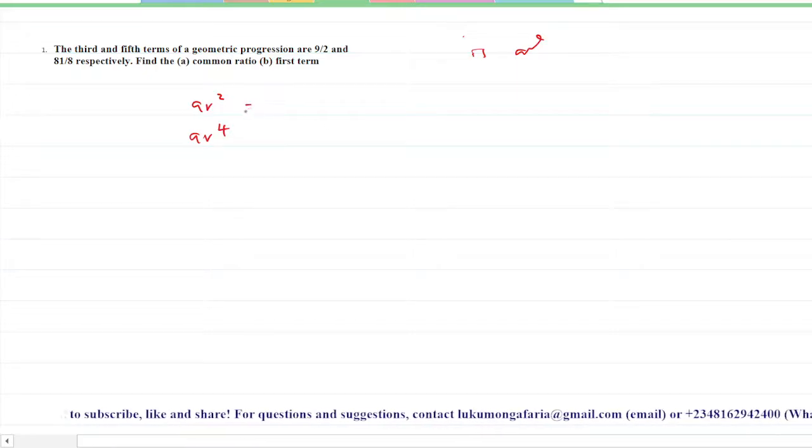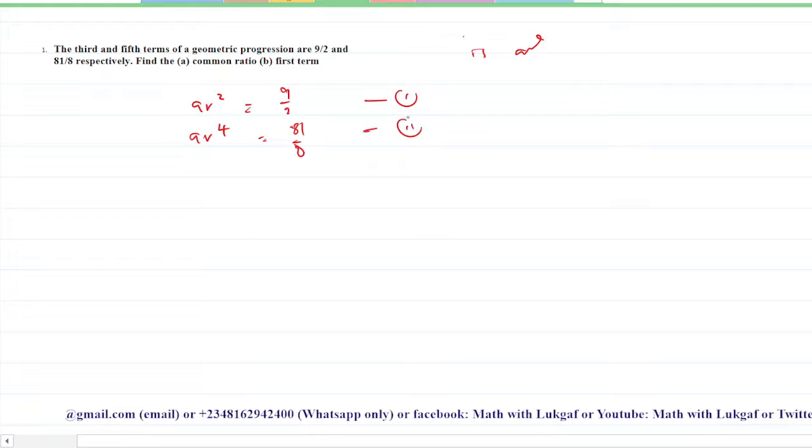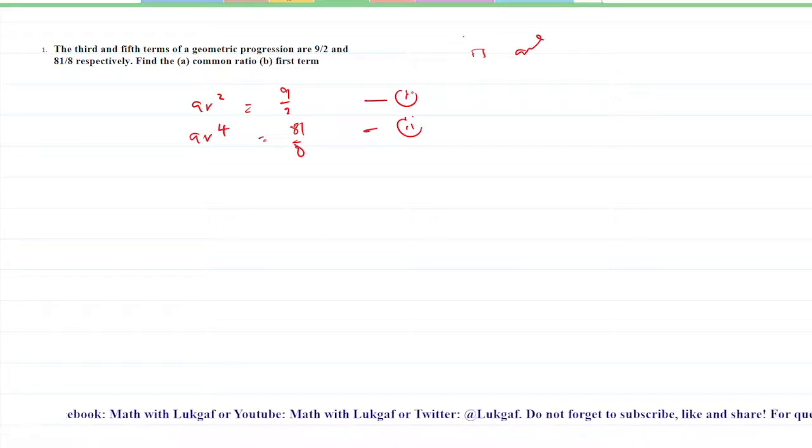And this one is equal to 9 over 2, and this one is equal to what? It's 1 over 8 respectively. So that's what it's telling you. You can name them, so this can be your equation 1 and equation 2. Then the question asks us to find the common ratio and find the first term.